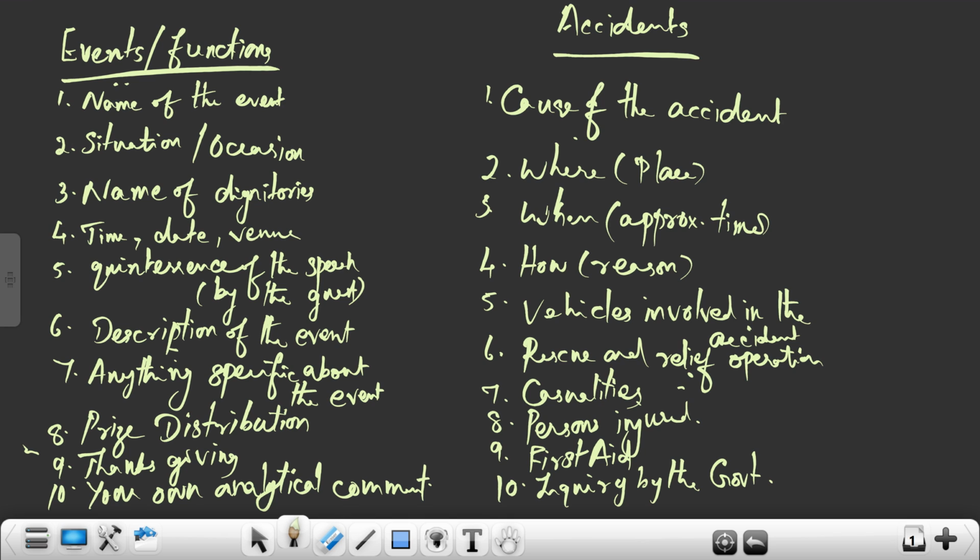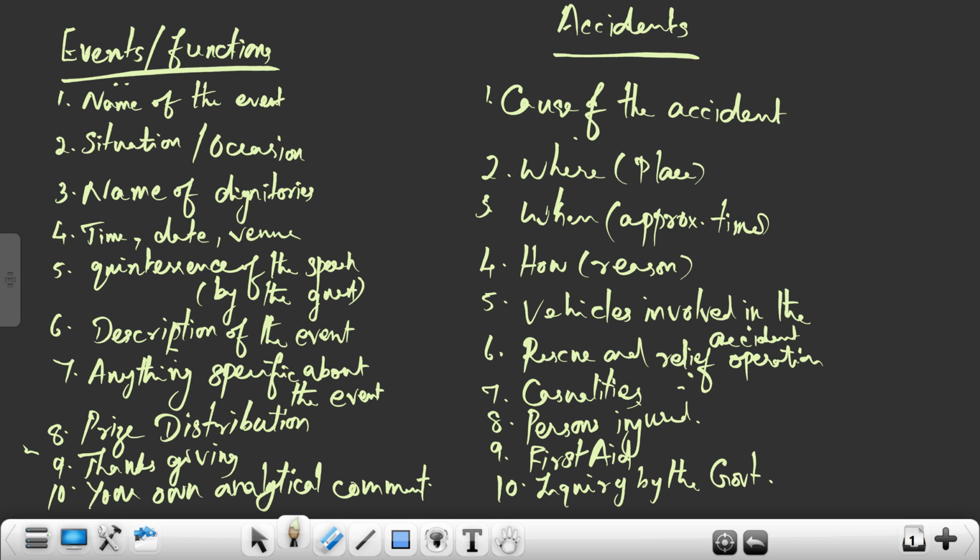In any meeting, there are different ceremonies, and one personage is expected to do one thing and another does another thing. So you have to write down very clearly what all they have done. Then the vote of thanks by one of the organizers, that's mandatory, thanksgiving. And at the very end, you have to give your own analytical comment. That everything is described on the board itself.